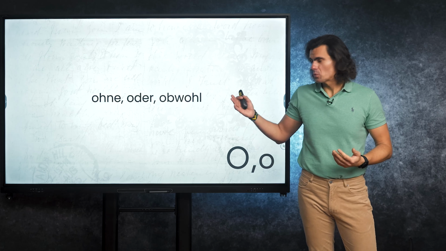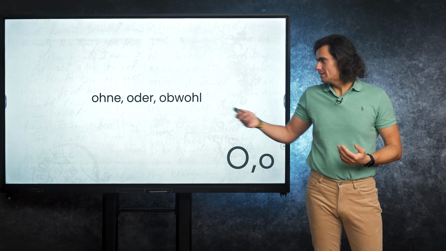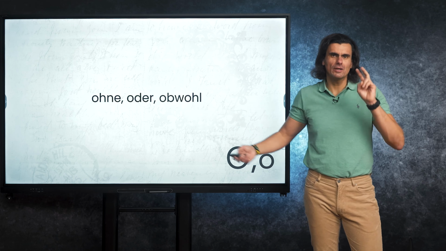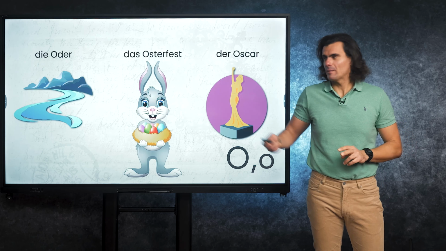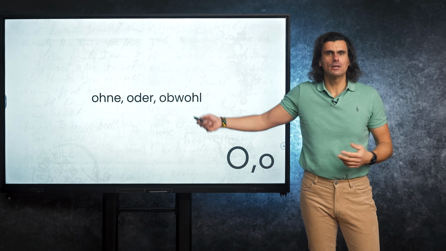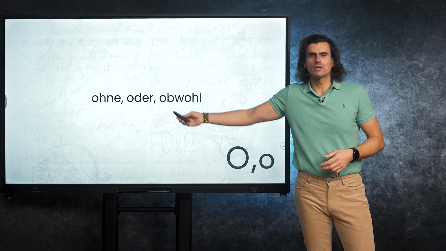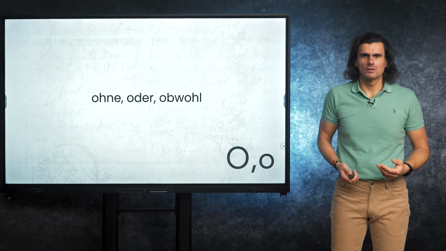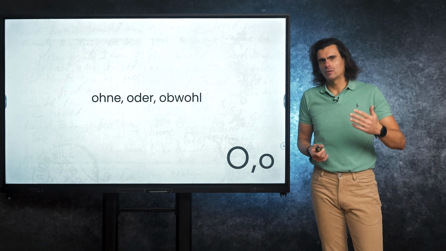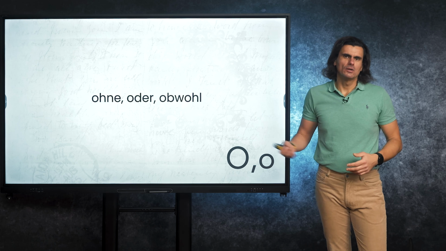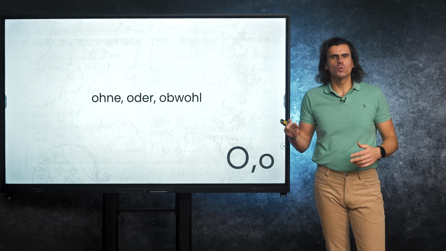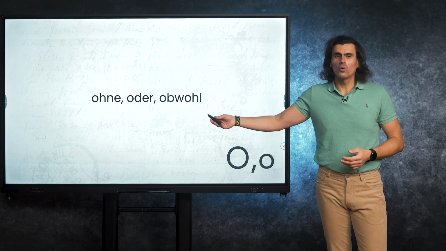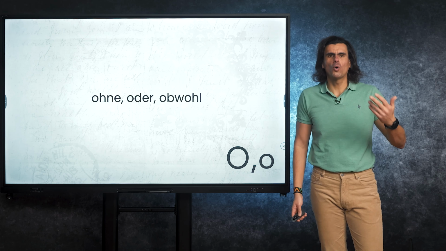Ohne means without. Oder here means or. So Oder has two meanings in German. It's the name of a river, die Oder, but it is also this word here, Oder, which means or. I'm eating bread or rice. Ich esse Brot oder Reis. Obwohl, here you have two O, obwohl.